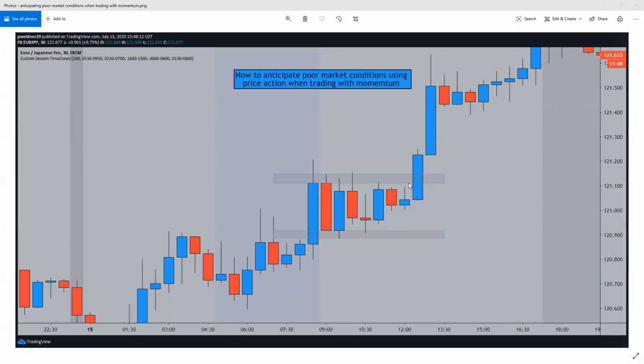How's it going, everyone? So here is the anticipating or predicting support resistance breaking or holding video that we were talking about the other day on the live stream.